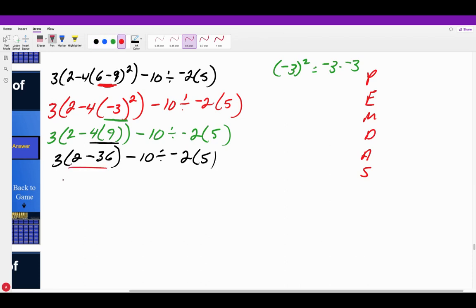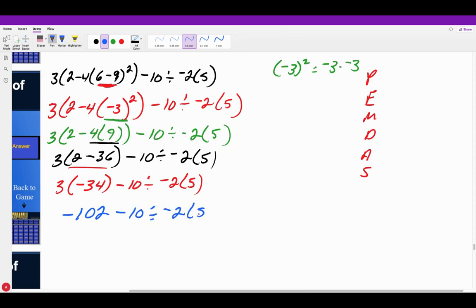Then 2 minus 36 is negative 34. So we have 3 times negative 34 minus 10 divided by negative 2 times 5. And 3 times negative 34, so positive times negative, I know is negative. And 3 times 34 is going to give me 102. All right, now I have negative 102 minus 10 divided by negative 2 times 5.